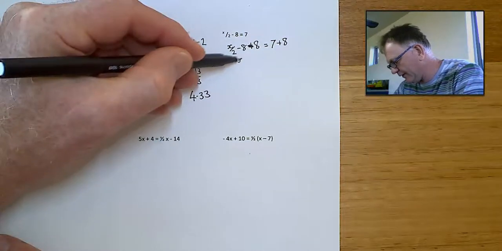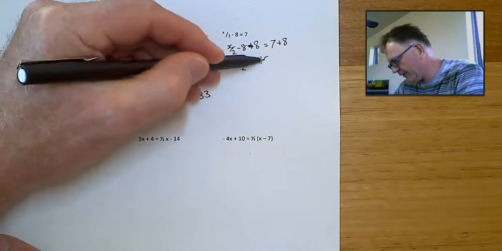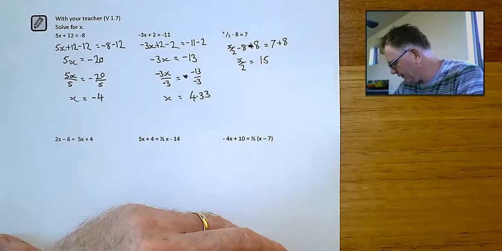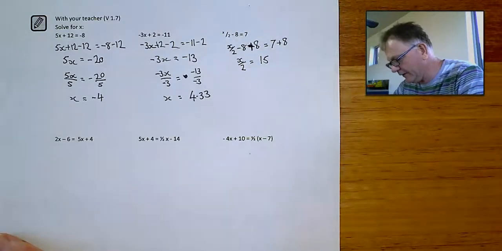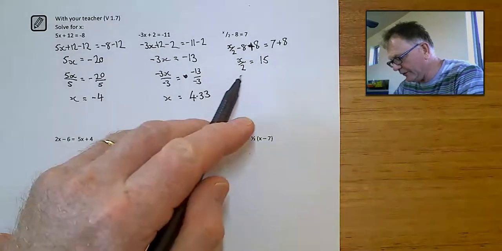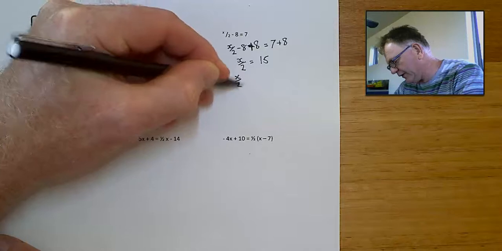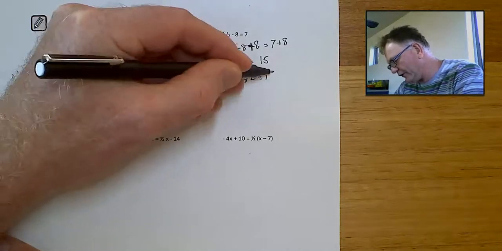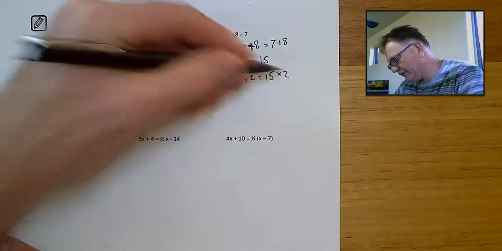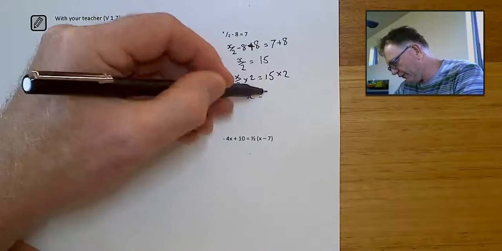So x divided by 2 is equal to 15, because those 8's cancel each other out. And now it's x divided by 2 equals 15, so if I was to times both sides by 2 now, that would get rid of that too, but I've also got to times this side by 2, and so that would mean that x equals 30.